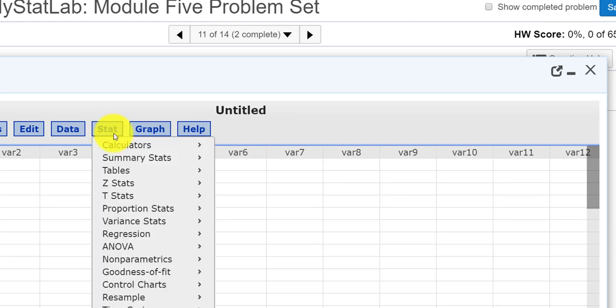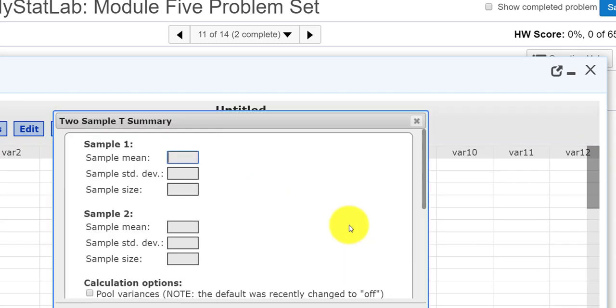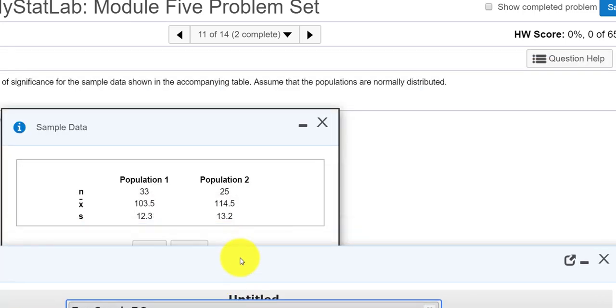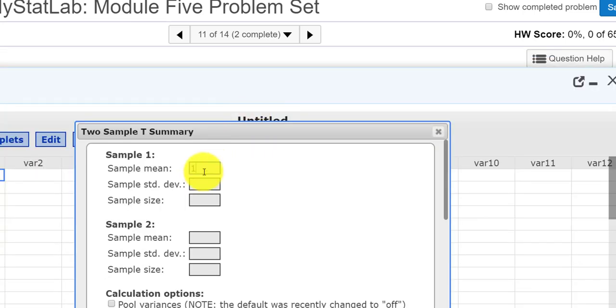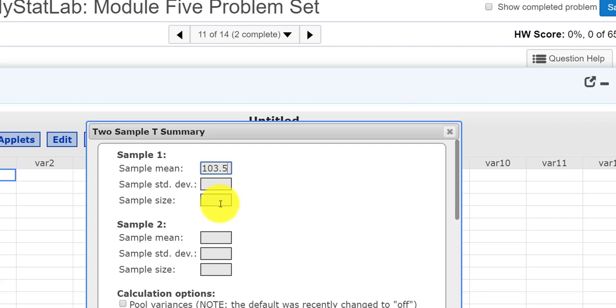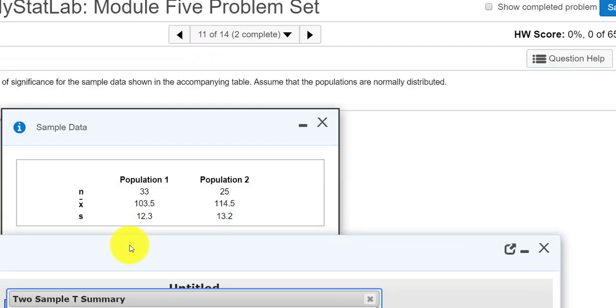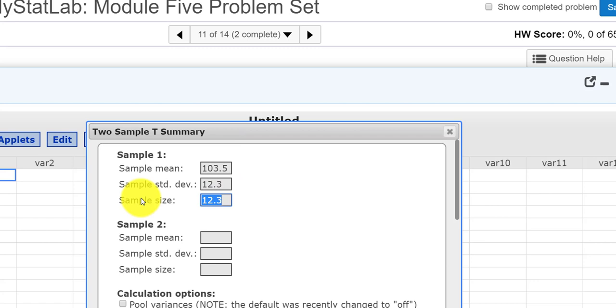Stat, t-stats, because that's what we use for a mean, 2 samples, but now instead of with data, we're going to use with summary, right? The sample mean that we were given was 103.5, for population 1. The standard deviation was 12.3. Oops, I put that in the wrong spot. And the sample size, my n for population 1, was 33. So I put in 33.